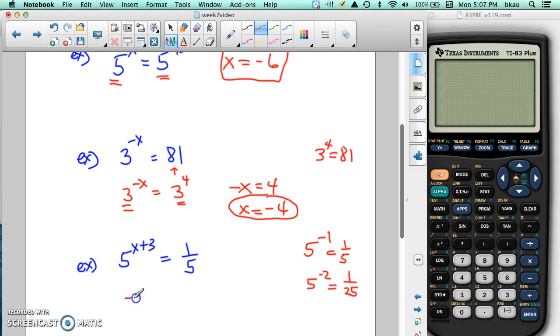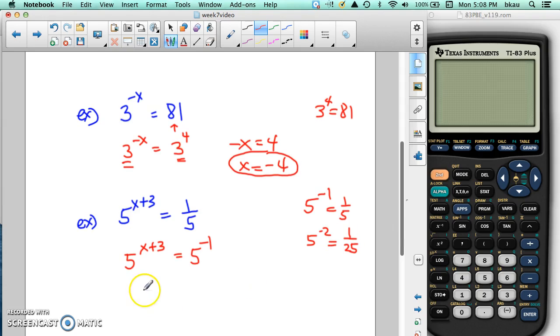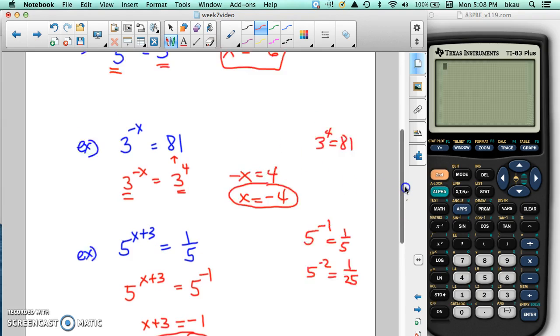So in this case, I'd rewrite it as 5 to the x plus 3 equals 5 to the negative 1, and then I would solve the exponents, and I'd say x plus 3 equals negative 1, and then I'd subtract, and I get negative 4 as my answer. X is negative 4. Same answer as the second example.